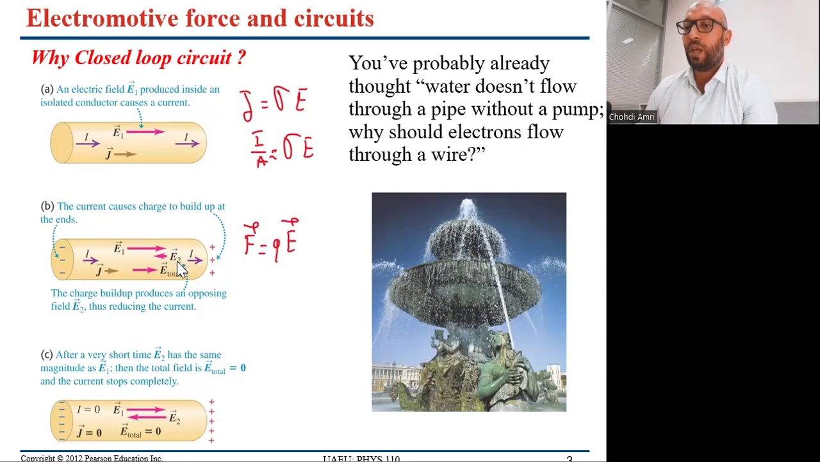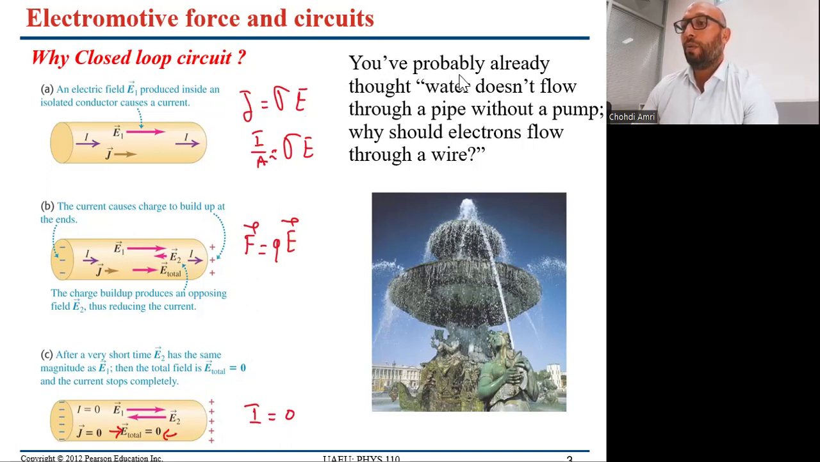So we see here that we have a new electric field. The charge buildup produces an opposite electric field E2, thus reducing the current. After a short time, E2 will be equal to E1 in magnitude. So they will have the same magnitude, and in this case the total electric field will be 0. No electric field, no current density, no current. So in this case, the current is 0. For that, we need a closed circuit.